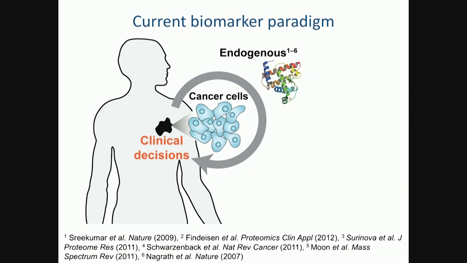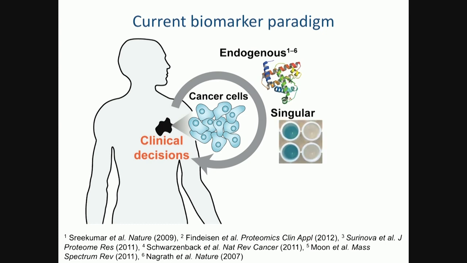The first is that these are all endogenous biomarkers. So of course, you can only ever find in the blood what is shed there. Many of these biomarkers are unstable in the circulation, so if you're looking at nucleic acids or metabolites, they're falling apart as you go, and that's the nature of the chemistry, if you will.